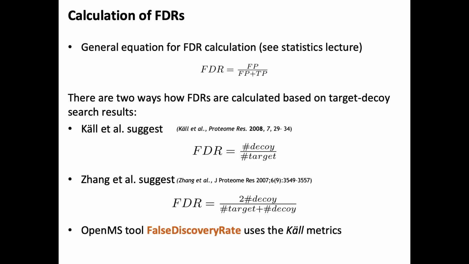How do you compute the false discovery rate? Well, for a given threshold that you choose, you just check how many false positives there are. False positives are what? Decoy hits. They are false positive identifications over the number of true positives plus false positives. That's the number of total identifications that you have. Now in the literature there are different ways on how to compute that. They differ only slightly, but not really in the results. The OpenMS tool FalseDiscoveryRate uses this one, the one suggested by Lukas Käll.